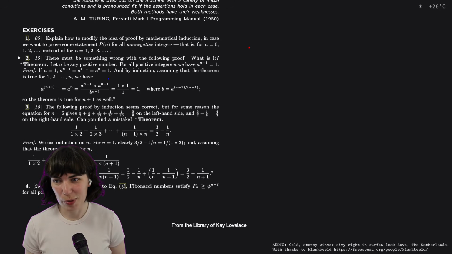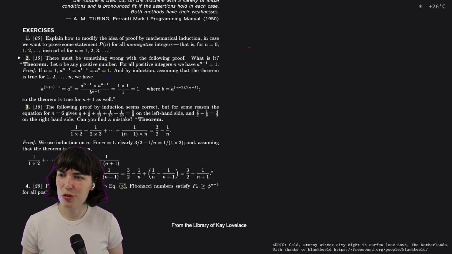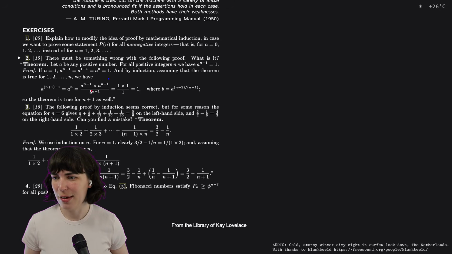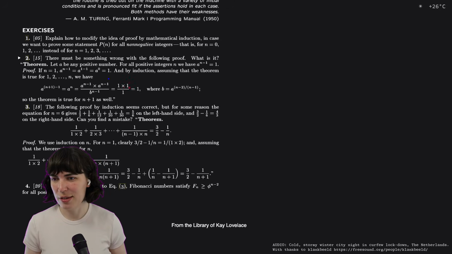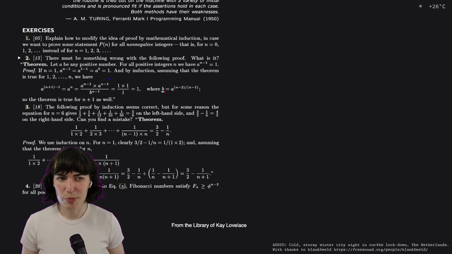equals a to the 0th power, and that equals 1. And by induction, assuming that the theorem is true for 1, 2 through to n, we have a^((n+1)-1), which is equal to a^n, which is equal to this thing, which then works out to be this, which then works out to be this. We've got the special term b here, which should be this. So the theorem is true for n plus 1 as well.